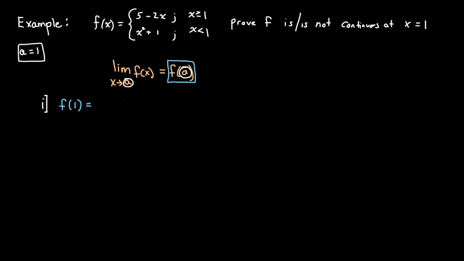So f of 1, if I plug that in, now I'm going to plug it into the top because this is the condition x is greater than or equal to 1. And when I plug that in, it's going to be 5 minus 2 times 1, which comes out to be 3. Okay, so that's real easy.